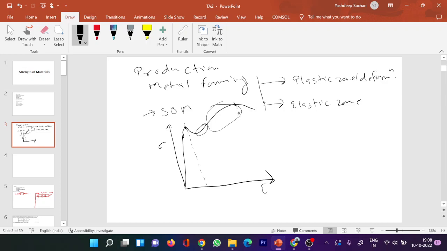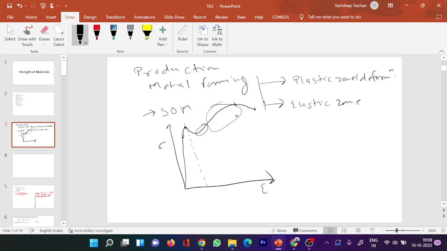Okay. So can anyone tell why we do not go beyond the ultimate point for any type of operations? Sir, because that would be the reason of fracture. No, fracture will happen here only, right? This is the ultimate point. Because there is a deformation without this stress. If you are not applying stress, then there will still be a deformation.